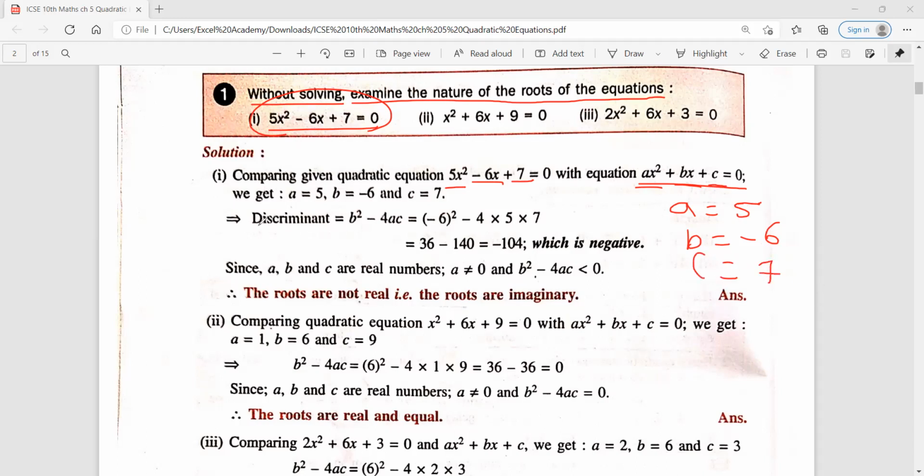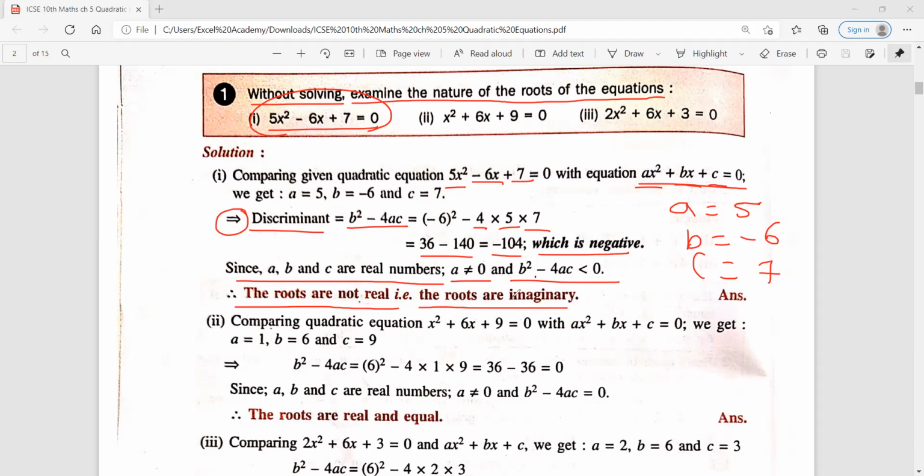Now what you have to do is you have to find the discriminant. असं लिहायचं double arrow, म्हणजे this implies that discriminant is equal to b square minus 4ac, that is (-6) square. मी परत सांगतो bracket द्यायला शिका. This is a very important thing. Minus 4ac म्हणजे -4 into 5 into 7, so you get 36 minus 140, which is less than 0. Negative आहे तो. Minus 104, which is negative. Since a, b, c are real numbers, a not equal to 0 and b square minus 4ac is less than 0, therefore the roots are not real, that is the roots are imaginary.